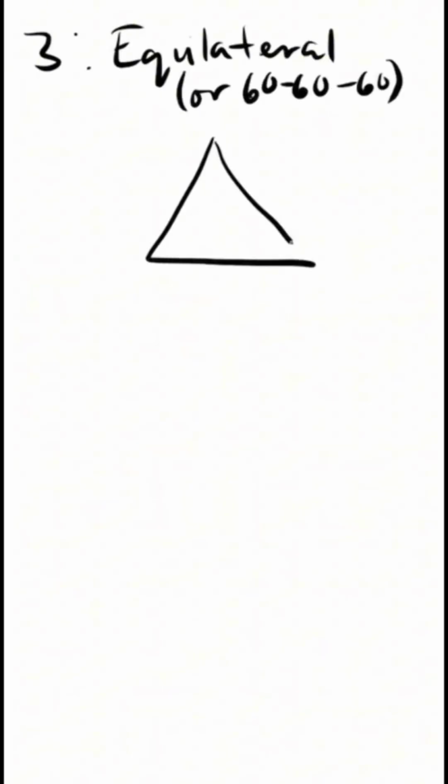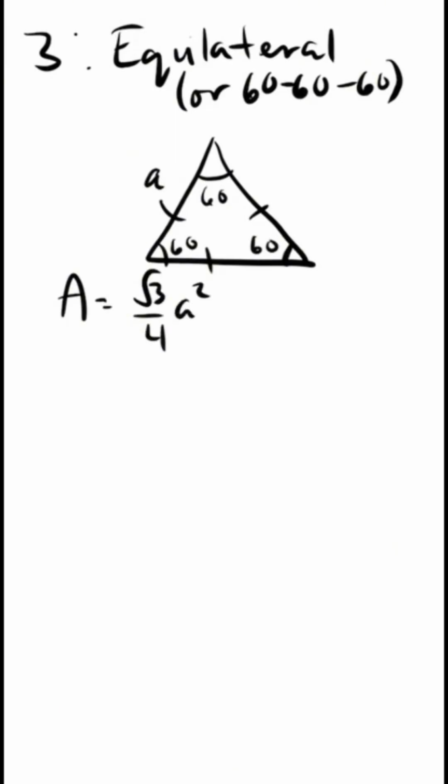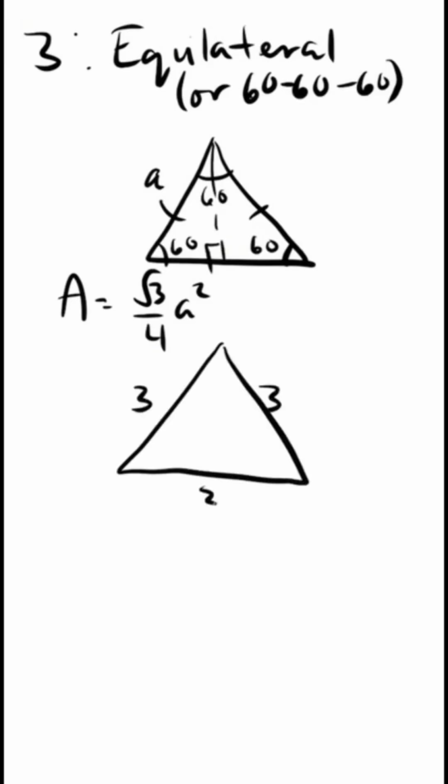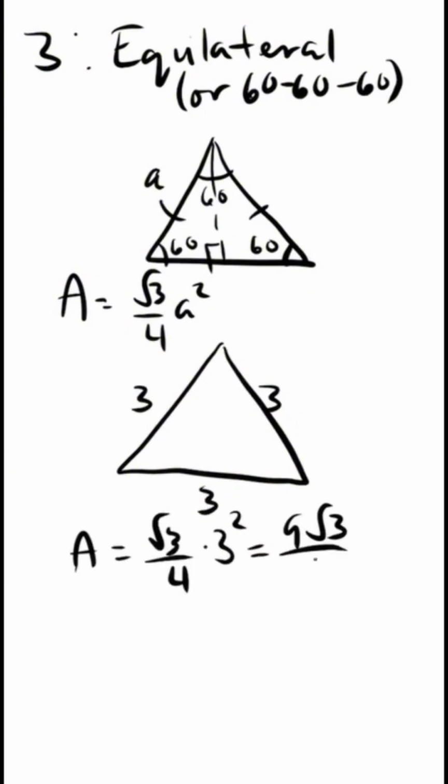Since all of its sides are equal, its angles are also equal, being 60 degrees. If a side of the equilateral triangle is a, the area would be square root 3 divided by 4 times a squared. This could be proved by drawing a height down the middle of the equilateral triangle, which would create two 30, 60, 90 triangles. So for example, if we have an equilateral triangle and all of its sides are 3, its area would be square root 3 divided by 4 times 3 squared, which is 9 square root 3 divided by 4.